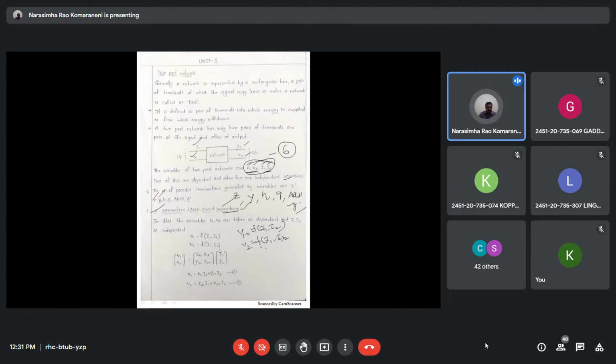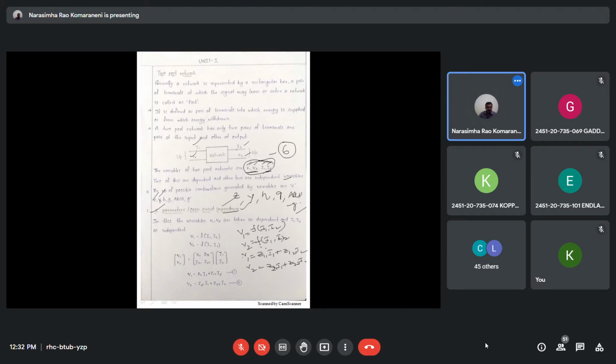Now, if you write these equations for these relations, that is V1 equal to Z11 I1 plus Z12 I2, and V2 equal to Z21 I1 plus Z22 I2. So the coefficients of these independent variables, that is I1 and I2. So what are those coefficients? That is Z11, Z12, Z21, Z22. These are nothing but the Z parameters.